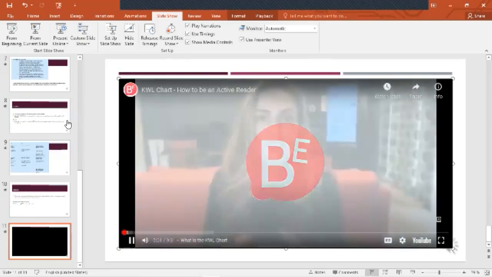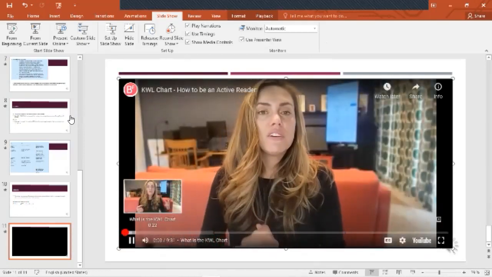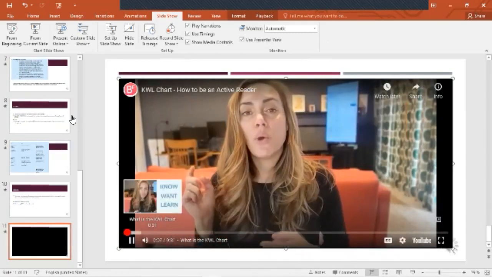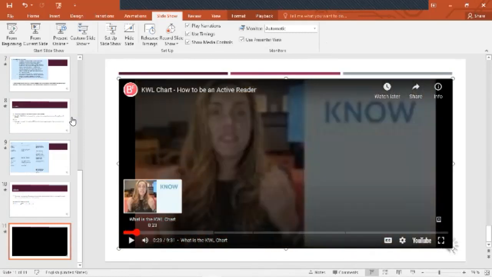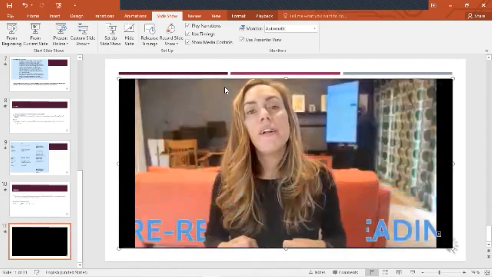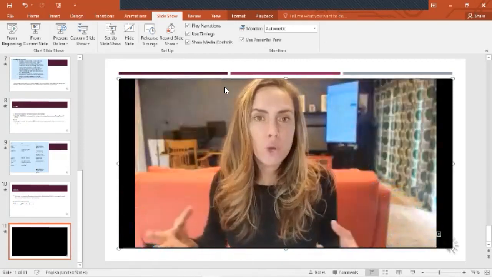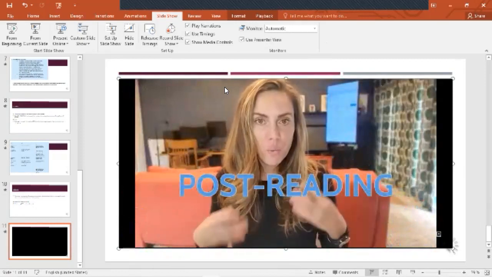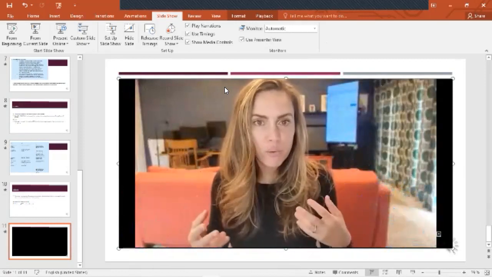Hey everybody, I'm going to show you another reading strategy. This one is called KWL. It helps you read more actively, stay focused, and activate your prior knowledge. The second part is post-reading, after you read. What did you learn? Do a little bit of work with that, okay?